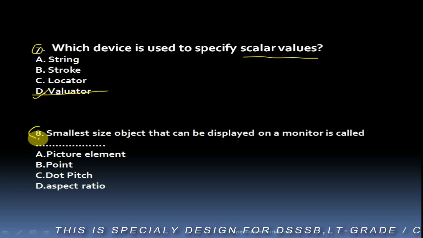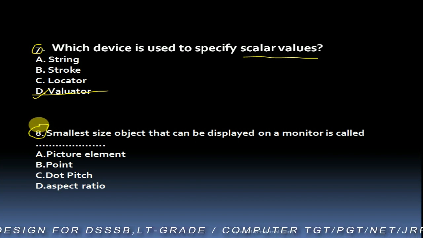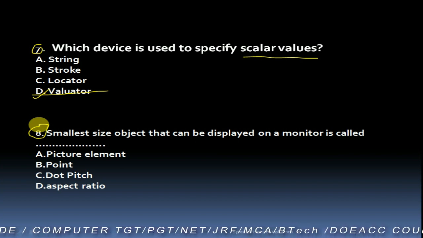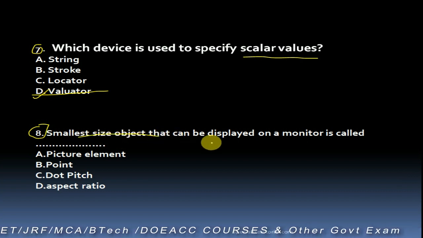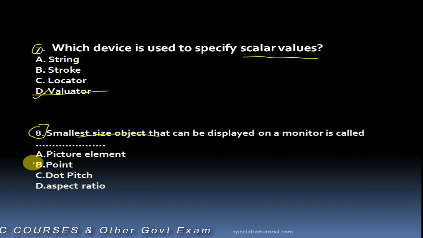Now take question number 8. The smallest size object that can be displayed on a monitor is called: picture element, point, dot pitch, or aspect ratio. So obviously it is picture element.